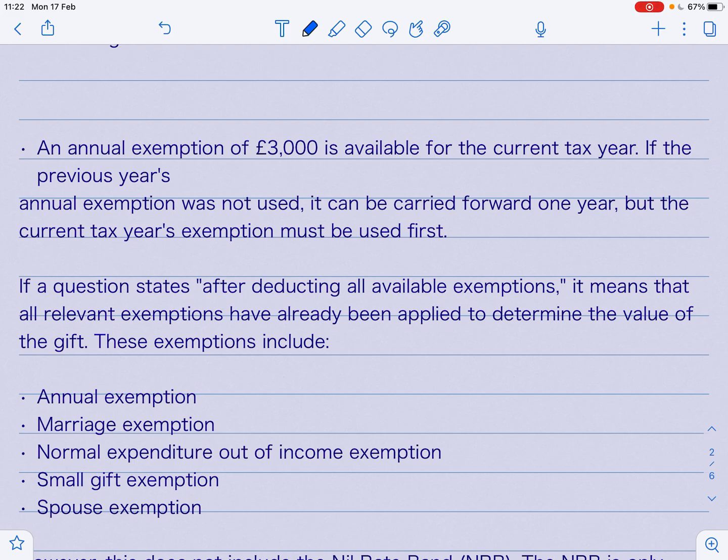If you are going to do well in these exams, another pointer says an annual exemption of £3,000 is available for the current tax year. If the previous year's annual exemption was not used, it can be carried forward 1 year, but the current tax year's exemption must be used first.